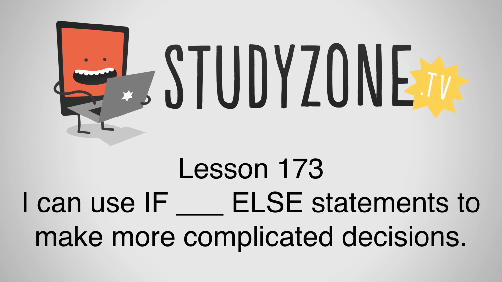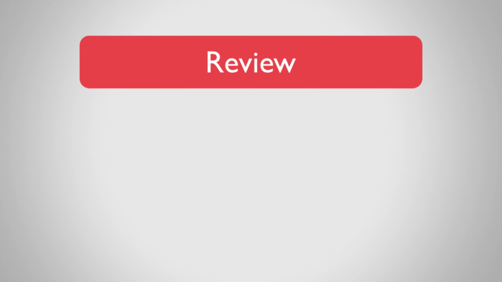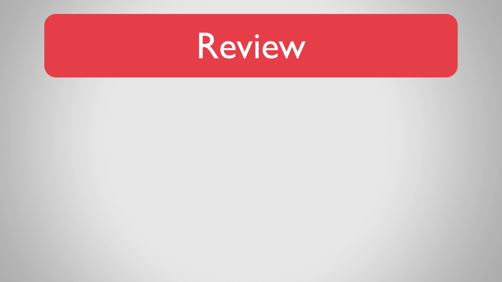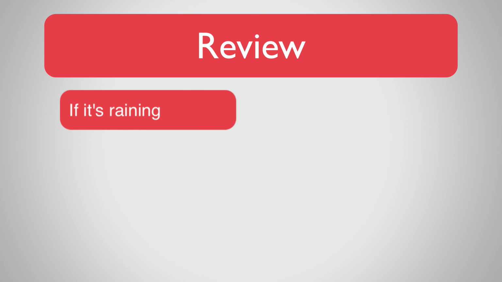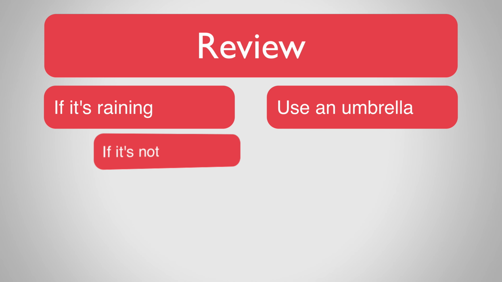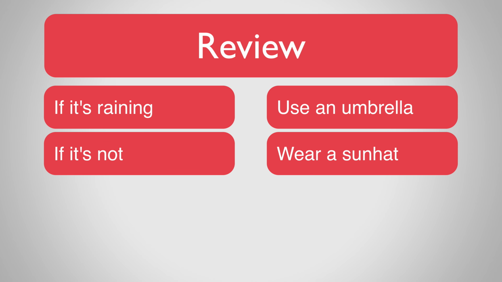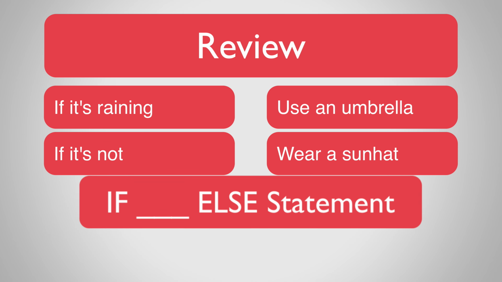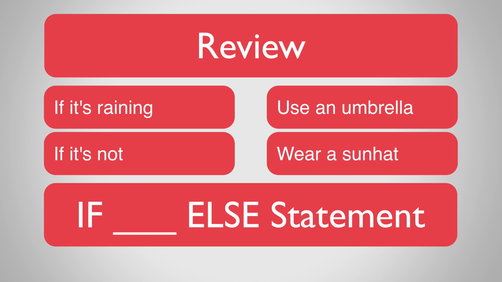In the last lesson, we looked at the concept of making more complicated choices based upon information we had available. For example, if it's raining, use an umbrella, but if it's not, wear a sun hat. We learned how this concept is known as an if-else statement. In this lesson, we're going to learn how to use if-else statements to make our sprites make decisions on what to do, rather than us having to tell them every time.